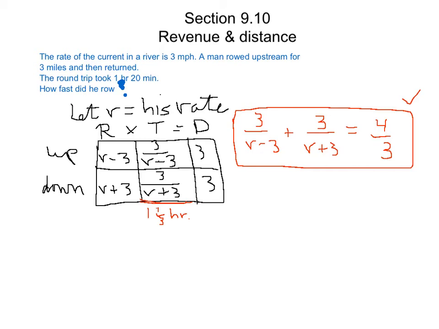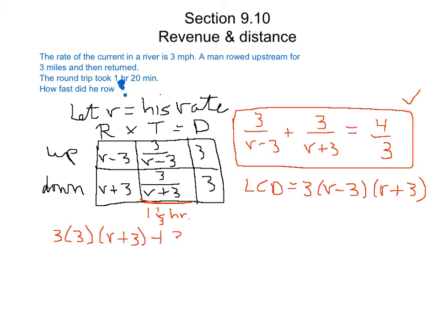One of the things that you'll be able to do at some point, if not already, is simply use your Inspire to solve this. So what we have is an equation with rational expressions, and we have to multiply by the lowest common denominator, which in this case would be 3 times r minus 3 times r plus 3. And so if we multiply through by that, what we get is going to be 3 times 3 times r plus 3, plus 3 times 3 times r minus 3, and that equals 4 times r minus 3 times r plus 3. And so you can see from this portion that we're going to have a quadratic.